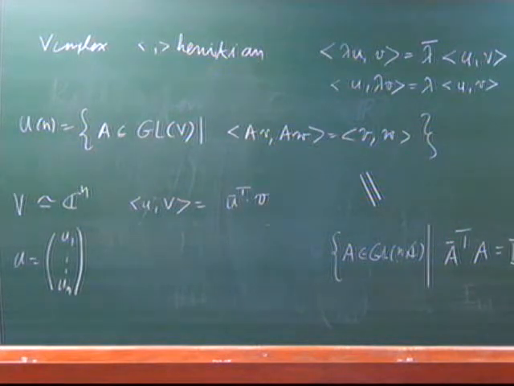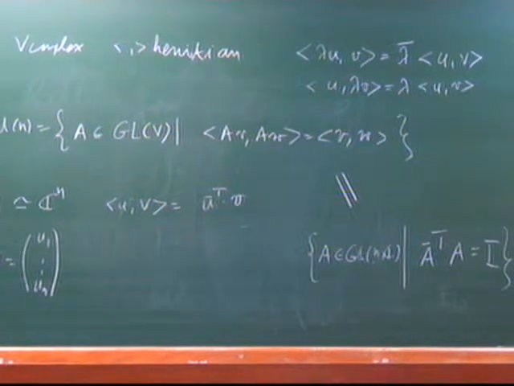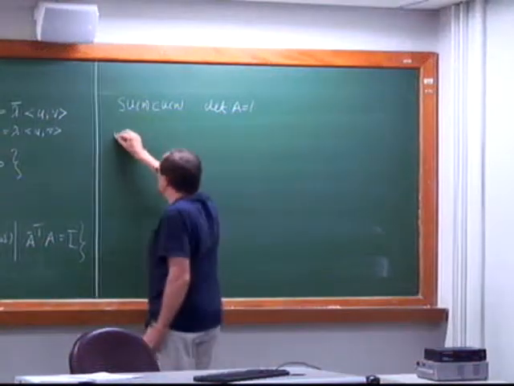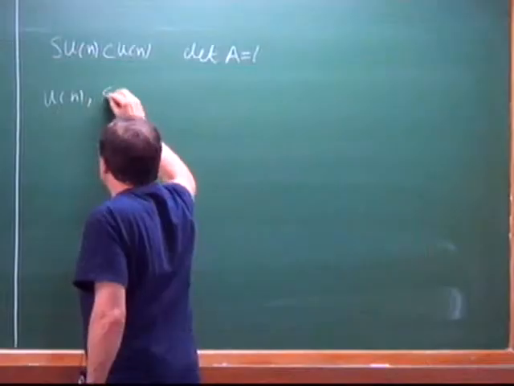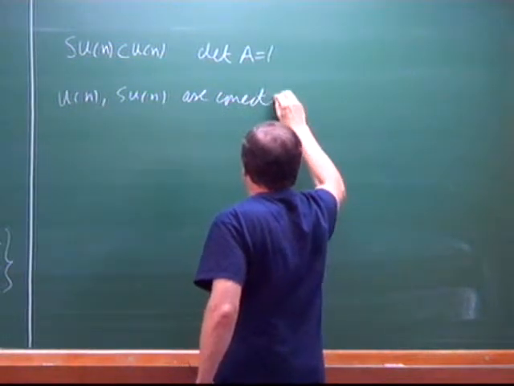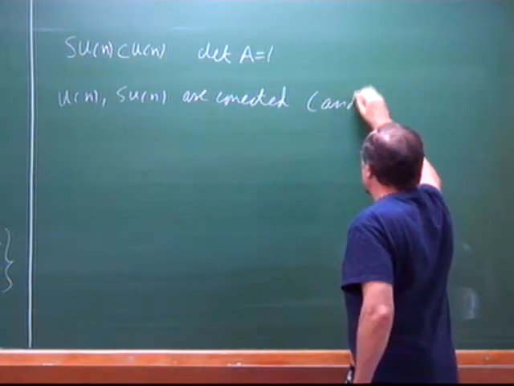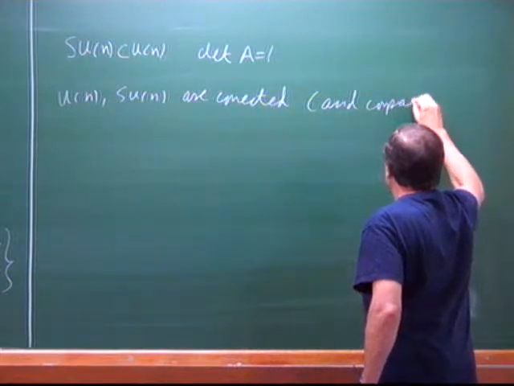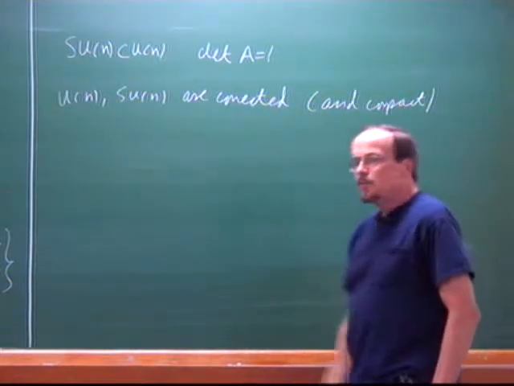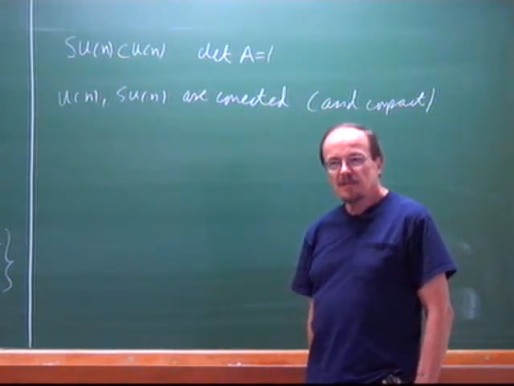And then similarly the algebra. Now for the one sitting inside U(n), that is SU(n), where the determinant is equal to 1. The difference with the previous case is that U(n) and SU(n) are both connected, and compact as before. Connected compact groups. And what's a quick way to see that? Why is U(n) connected?